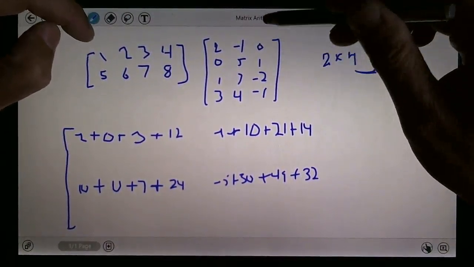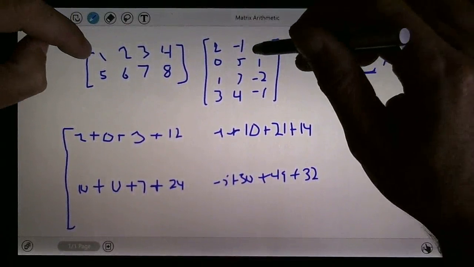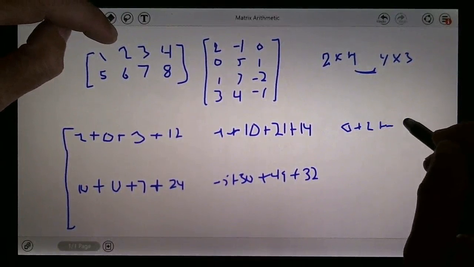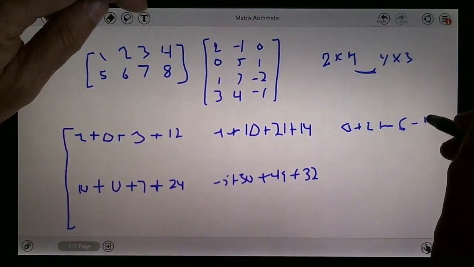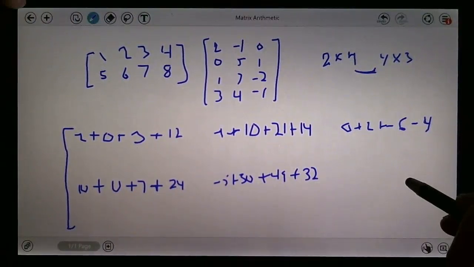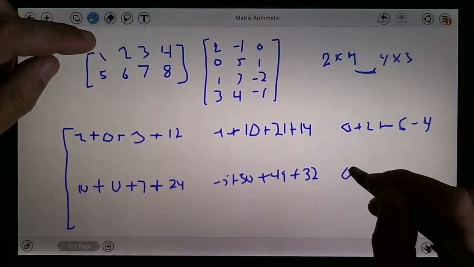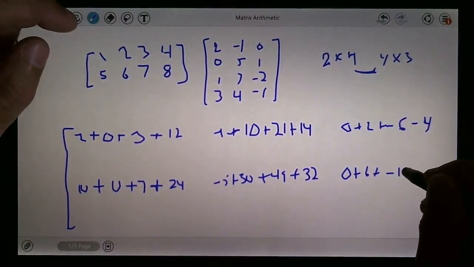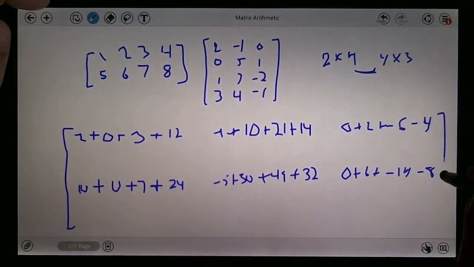I'm going to use the third column here. So first row, third column will give me my entry in the first row, third column. So I've got 0 plus 2 plus -6, right? Plus -4. And then we end with the second row, third column. So I use the second row and the third column, right? So 0 plus 6 plus -14 plus -8. And now we'll see if I can read my handwriting.